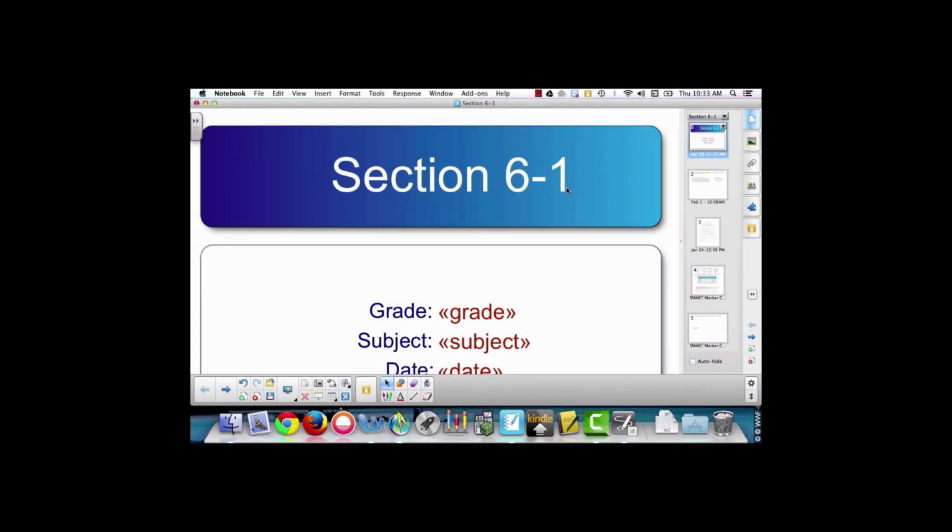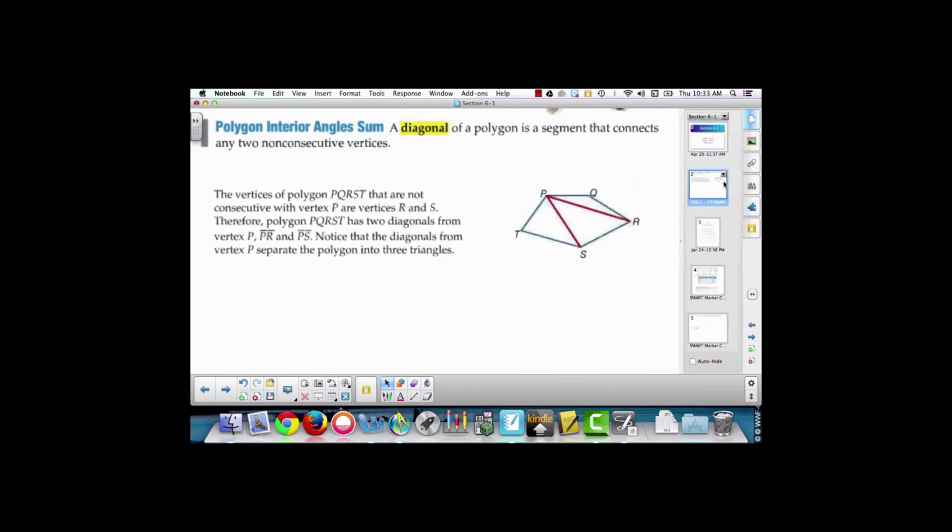Today we will be doing section 6.1 in your book. First, I would like to explain the vocabulary word diagonal to you. A diagonal of a polygon is simply a segment that connects two non-consecutive vertices.